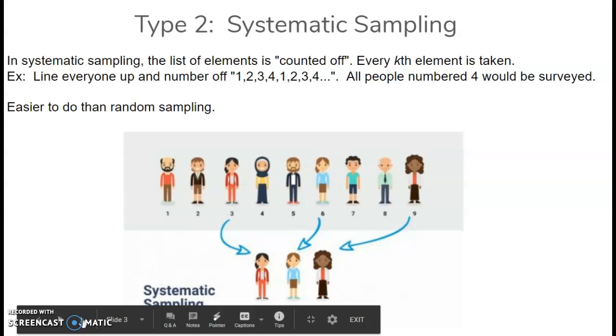It is easier to do than random sampling because I just have the list of names and I just pick every X spot. So in this case here, you can see we did every third spot. So number 3, number 6, and number 9 are all surveyed. It provides some sort of randomness in the picking of the people, but still not as good as an actual random sample. It's just easier to complete.